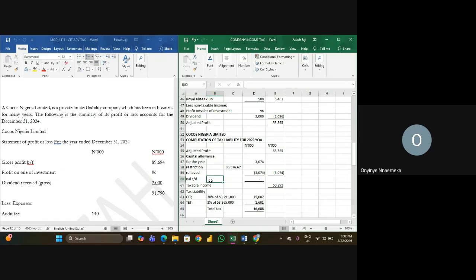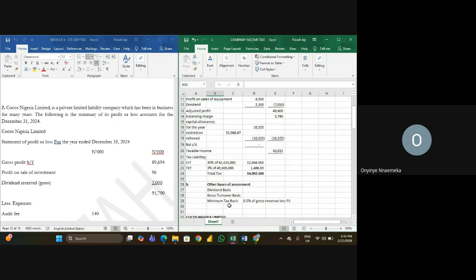So for the other bases of computing company income tax, first know that they hardly ask for other bases. It's usually the normal basis. And if they do, like the question we first solved, they ask for other bases, but they only told you to explain. You can use the minimum basis. I will always advise you to use the minimum basis, except, as I told you, in the first 4 years of a business's life, they are not going to pay minimum tax. So, first 4 years, they are not going to do it.